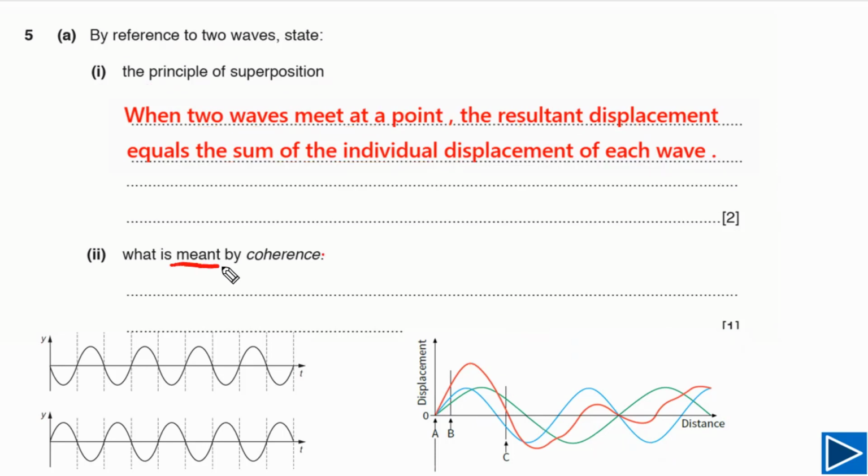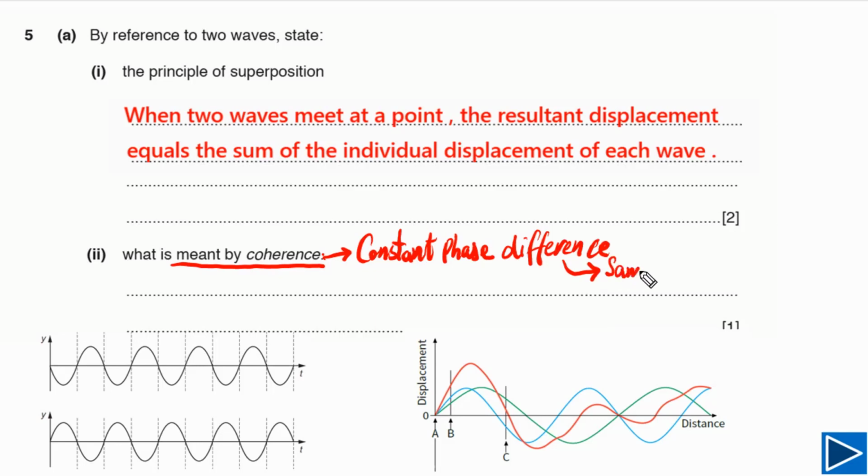The second part is simply asking what is meant by coherence. Coherence simply means a constant phase difference. If two waves have a constant phase difference, we can say those two waves are coherent. We also need to understand that a constant phase difference is only possible if waves have the same frequency. Otherwise a constant phase difference is not possible. So when we say waves are coherent, it means they have a constant phase difference and also the same frequency. Let's try to understand what exactly is meant by constant phase difference.